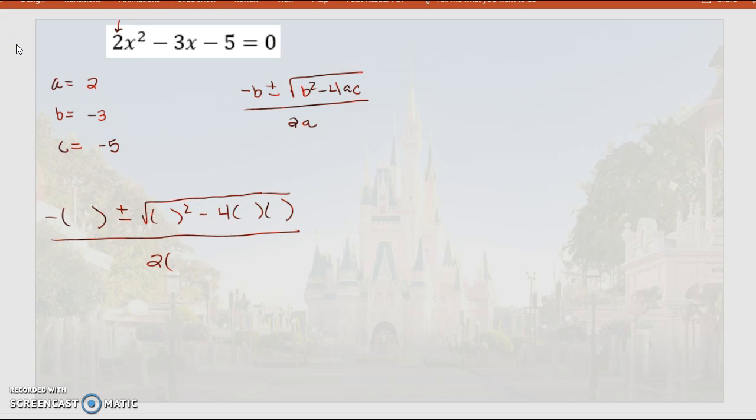All right, so where goes my first blank? That is a B. So I'm like, all right, well, B is -3. That also goes here. A is 2. That goes here and here. And C is -5.